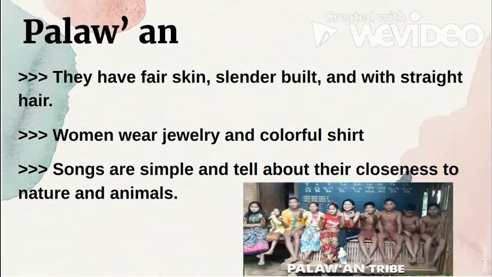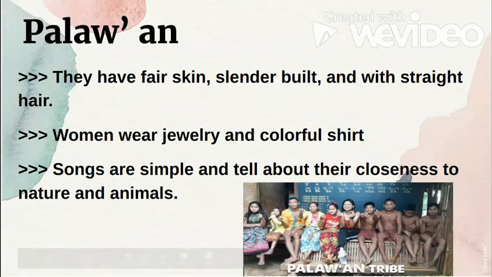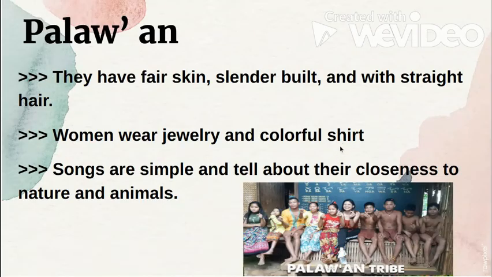Next, we have Palawan. So Palawan, class, they have fair skin, slender build, and straight hair. Just like you, if you have straight hair, they have straight hair compared to the Kayunon people. It's different. And also, class, women wear jewelry and colorful shirts. That's an example for the women. They have straight hair and they also wear jewelry and colorful shirts. And class, their songs are simple and tell about their closeness to nature and animals. So it means, class, they are closer to nature and animals in nature. That is why they relate their songs to nature and animals.